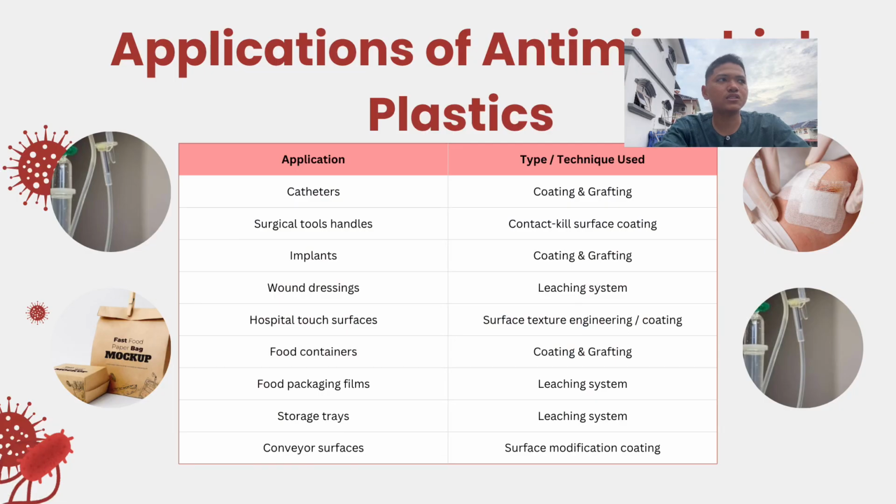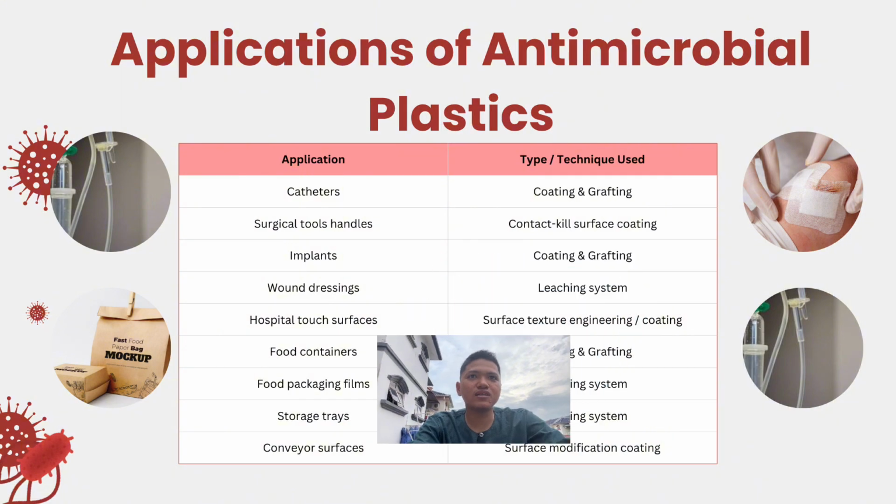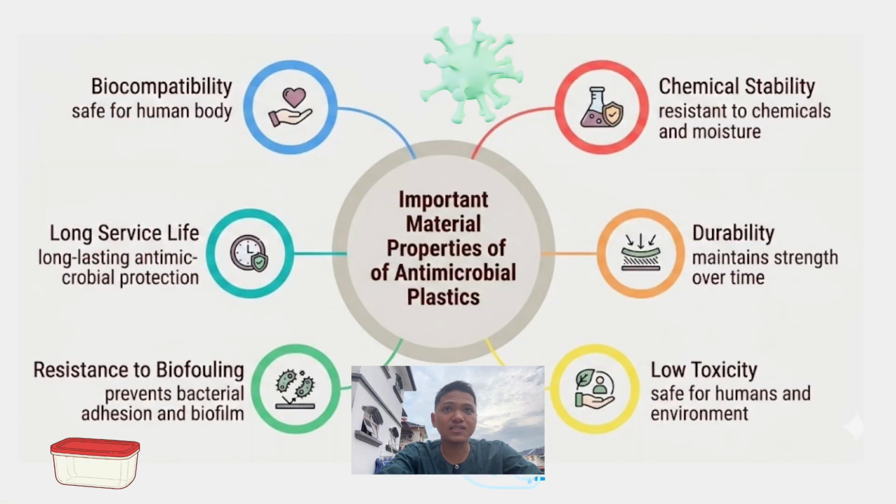So for the application, antimicrobial plastics are used in wound dressings, food containers, of course food containers. People want to eat good food. And then packaging films and hospital touch surfaces. So what are the important material properties? Antimicrobial plastic should be durable, safe, chemically stable and resistant to biofouling.